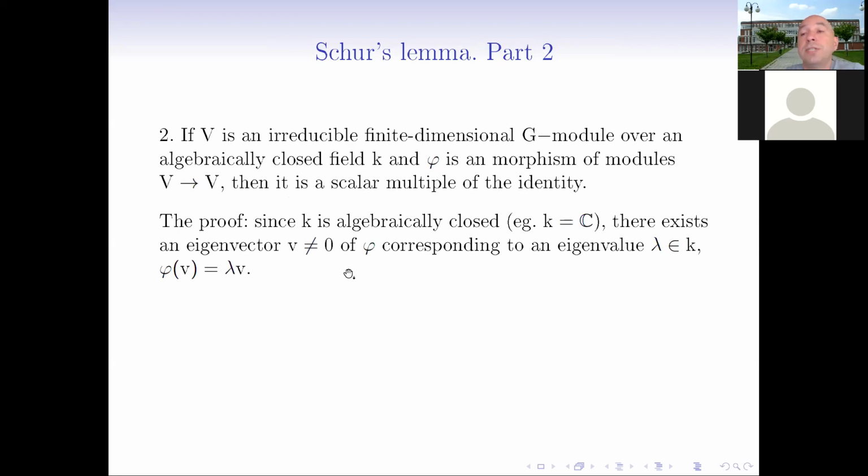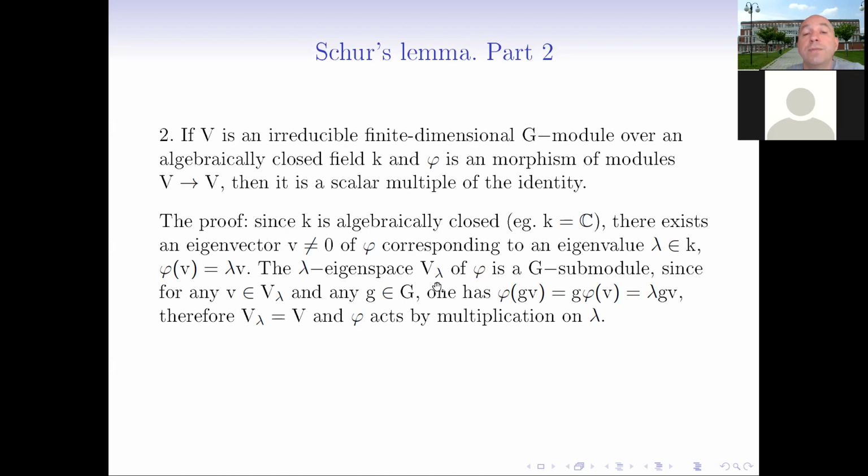The proof is again very simple. If K is algebraically closed, for instance K equals C, we can always find a non-zero eigenvector with respect to some eigenvalue lambda, which means that the set of lambda eigenvectors is not 0. Then we can easily see that this subspace inside V must be a G submodule, simply because phi commutes with G. If v was a phi eigenvector with the eigenvalue lambda, then so is gv. Therefore, V lambda is not 0 because there's at least one non-zero eigenvector. Then V lambda must coincide with V because V is a simple module. It means that phi is always acting as multiplication by lambda. All vectors are eigenvectors with the same eigenvalue.